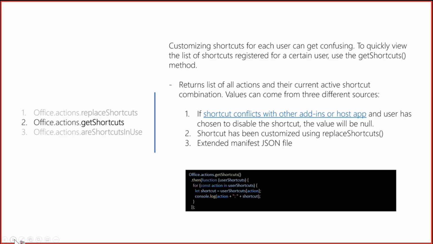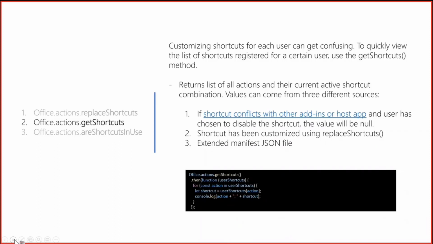This can change over the course of the lifetime that the user is using your add-in. Of course, things can happen. So for example, if a shortcut conflicts with other add-ins and they see that small conflict dialog pop up and they choose to disable the shortcut for your add-in, the value that's returned with that action is going to be null. Because right now there's no shortcut combination the user can use to invoke that action, right? So this list is going to return everything that the user can currently use as shortcut combinations.